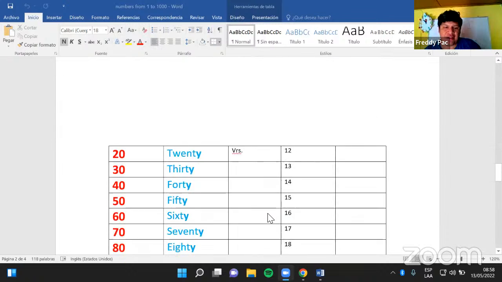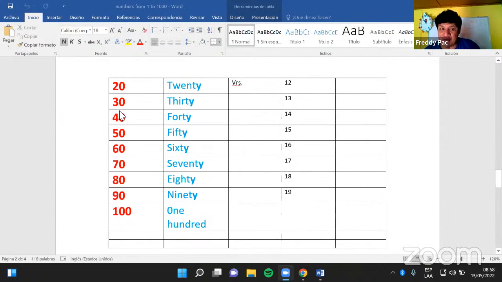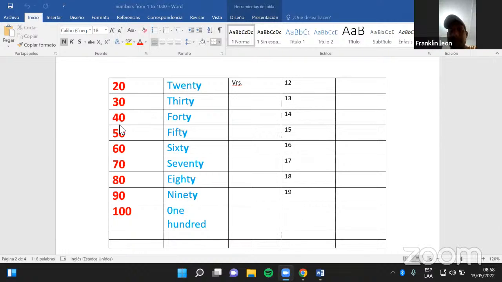We already know 20, that the quantities with 0, we finish with Y. 20, 30, 40, 50, 60, 70, 80, 90. Yes. Guys, careful with that. That is the difference, and it is very, very similar, right?